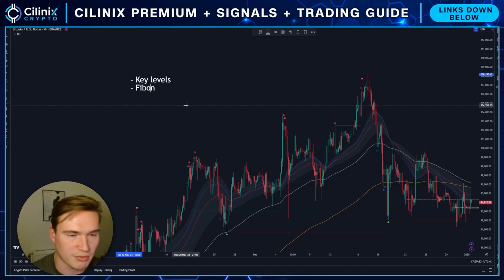Outside of that, also Fibonacci levels, both retracement and extension. Learn about it. There's plenty of sources online and I have made videos on it as well, so you can check that out.